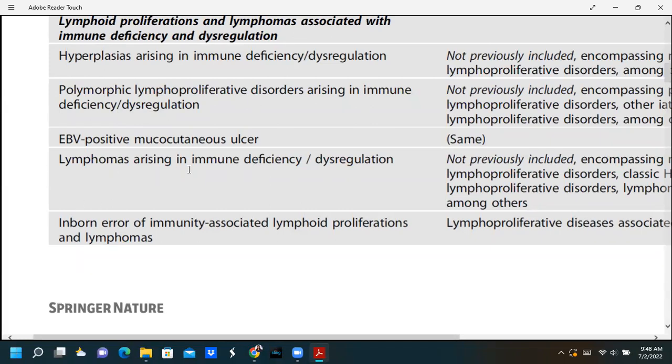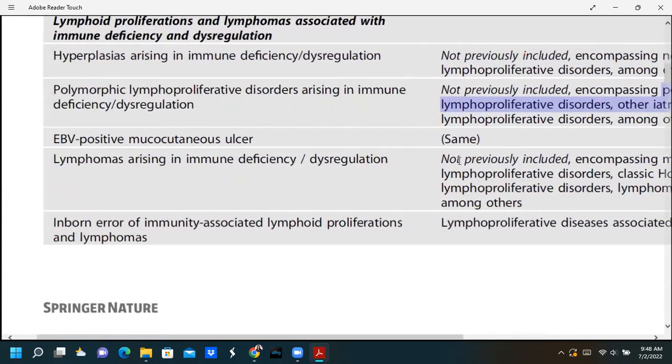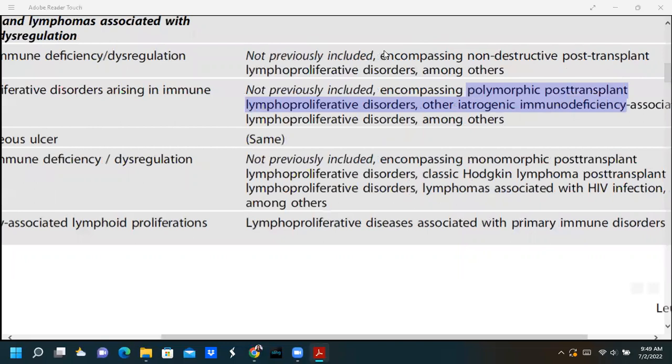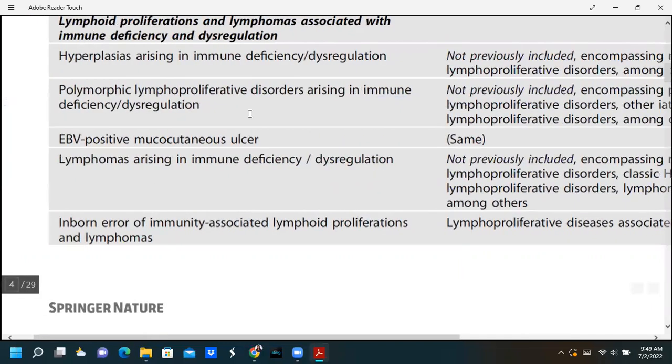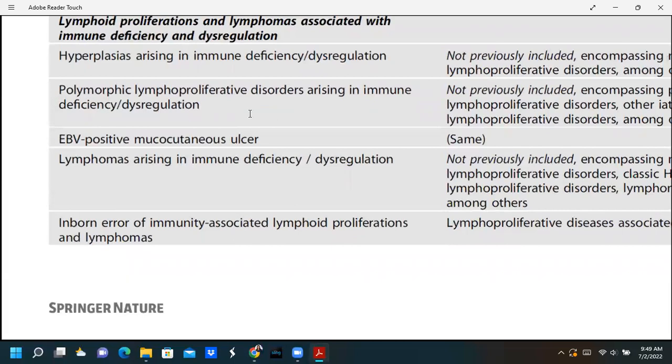So basically the previous PTLDs that were there, there were non-destructive PTLDs, polymorphic PTLDs and monomorphic PTLDs. The monomorphic PTLDs or CHL and the others, they have gone directly to lymphomas arising in immune deficiency. And then the polymorphic has gone into polymorphic with immune deficiency and dysregulation. And those that were non-destructive type have gone into hyperplasias. So basically the PTLD word, they have completely removed. Correct. So basically they are just calling it immune deficiency dysregulation.